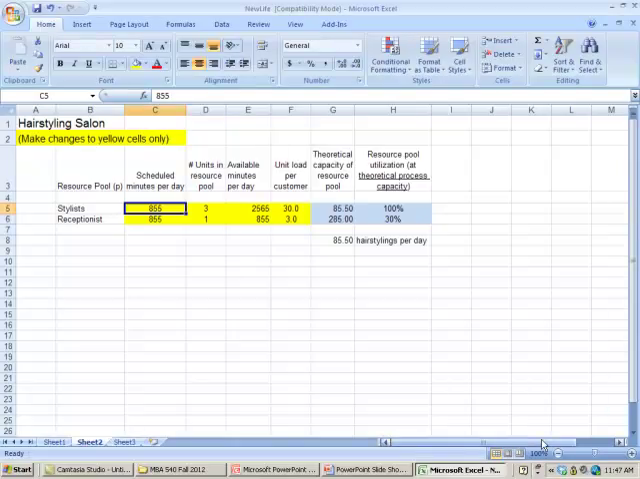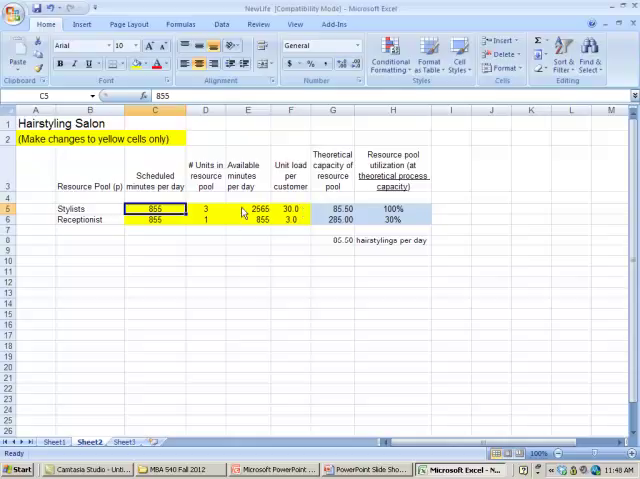Okay, here's what I got. I have 2 resource pools, stylist and receptionist, each unit of which works for 855 minutes per day. So in the case of the stylists, you have total available minutes per day of 2,565 minutes. We have 1 receptionist working from 6:45 to 9 p.m., so they're available for 855 minutes per day. And their unit load is 3 minutes, while the unit load for the stylist is 30 minutes.